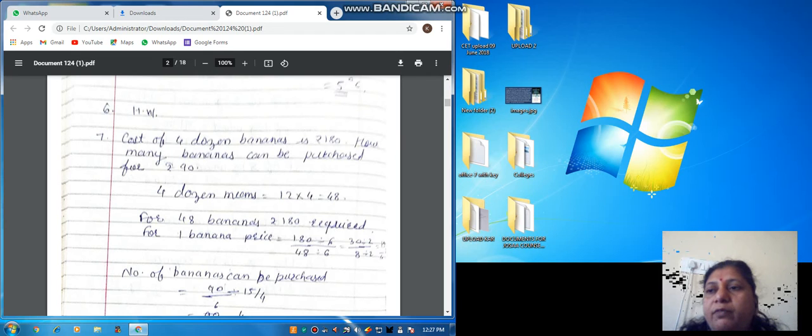If we divide both by 6 we get 30 upon 8. Again we can divide by 2. So let's divide by 2. So we get 15 upon 4. Right? So the price of 1 banana is 15 upon 4.